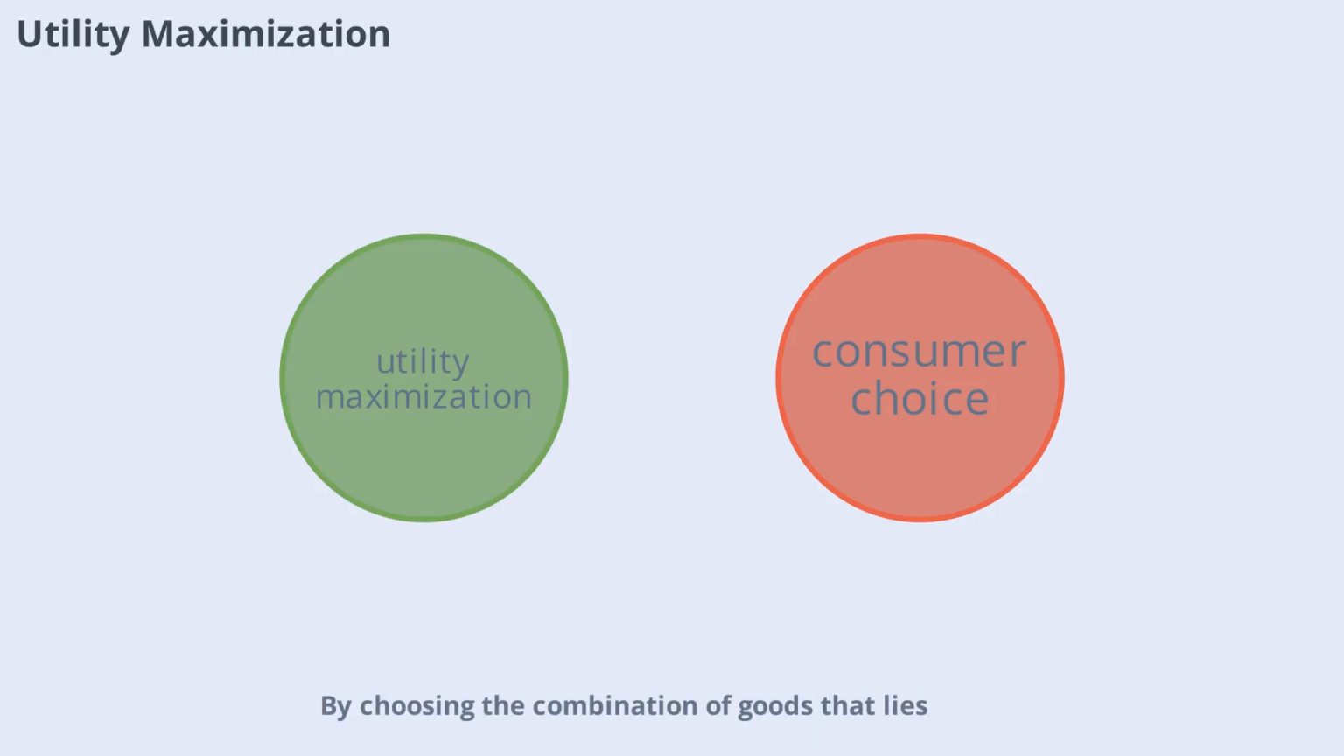Utility maximization is the idea that consumers try to get the most satisfaction possible from their limited resources. By choosing the combination of goods that lies on the highest possible indifference curve within their budget, consumers maximize their utility. This principle underlies much of consumer theory in microeconomics.